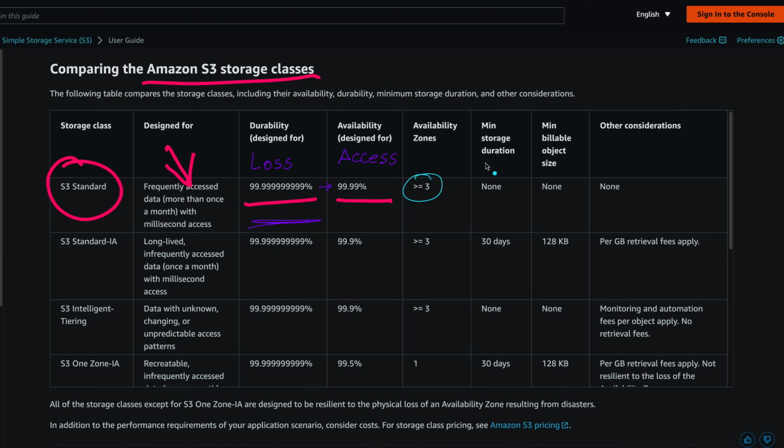Now quickly, we have the availability zone column just showing the number of availability zones that your objects are replicated across. So with S3 Standard, your objects are replicated across a minimum of 3 availability zones. Now the minimum storage duration we won't get into too much here, but some of the storage tiers have a minimum duration the objects have to stay within that tier before you can move it to a different one.